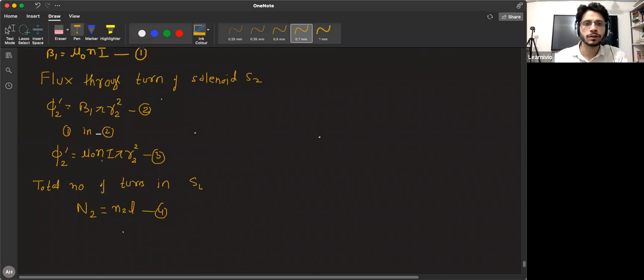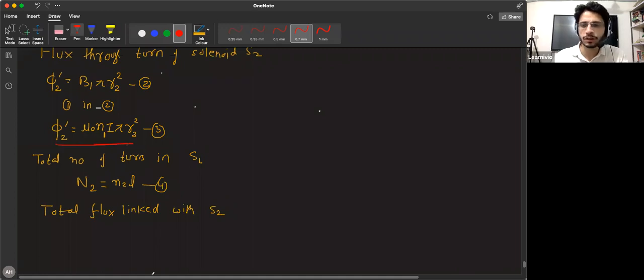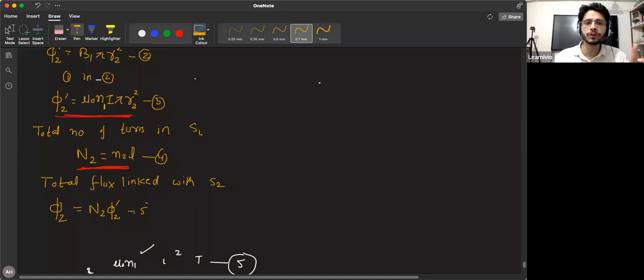Here B1 is mu naught n1 I. Now, the total flux linked with S2: the flux linked with each turn of solenoid S2 is this, and the total number of turns in solenoid S2 is this. Then how will you calculate the total flux linked with S2? Flux into N2. Very good. It's N2 multiplied by phi 2 prime, since this is the flux linked with one turn and these are the total number of turns. That's equation number 5.